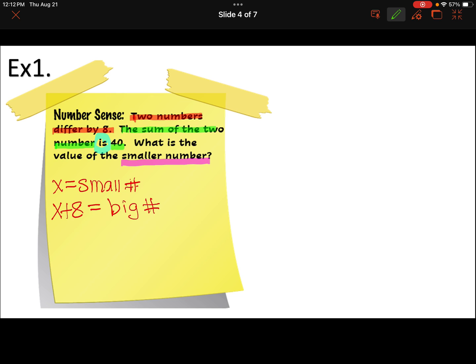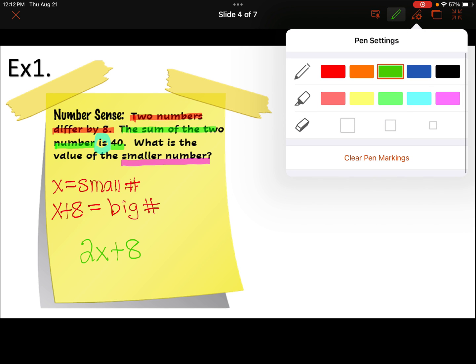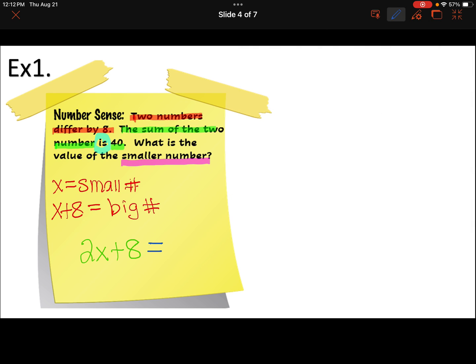Okay, now we've defined our variables. We're going to come through and use the green part, which is our equation. So, the sum of the 2 numbers. I'm just going to add those together: 2x plus 8. The word is means equals, and it's going to equal 40. Okay, so now it's time to solve.